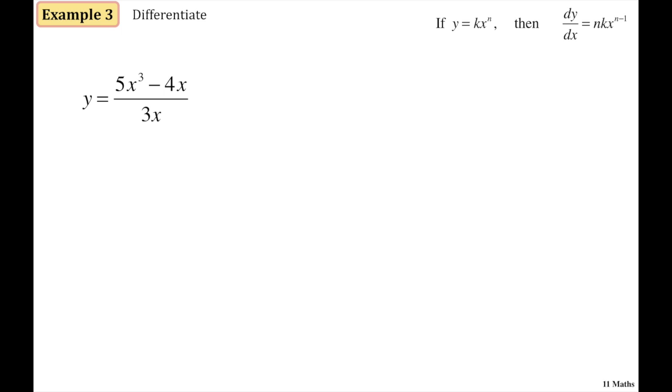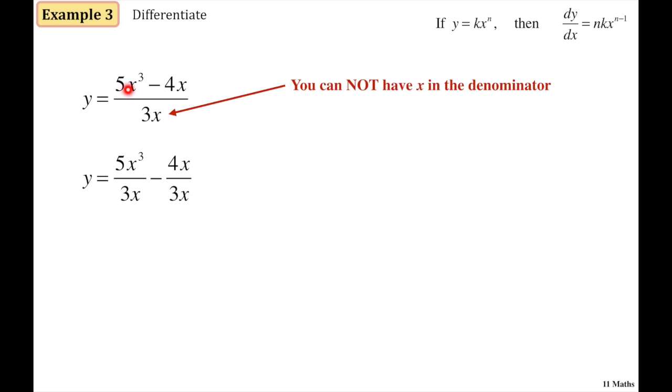Example number 3. Let's have a look at example 3. Now with example 3, we've got a problem. And the problem is we cannot differentiate if we have x in the denominator. Not like this. Not using our technique. So what we have to do is look at that question and recognize that we have 2 parts in the numerator and 1 part in the denominator, which means we could split the question up and treat it as 5x cubed over 3x minus 4x over 3x. It's a common denominator type thing.